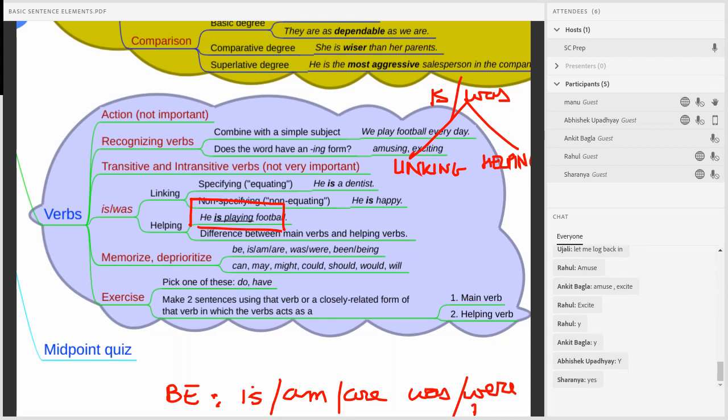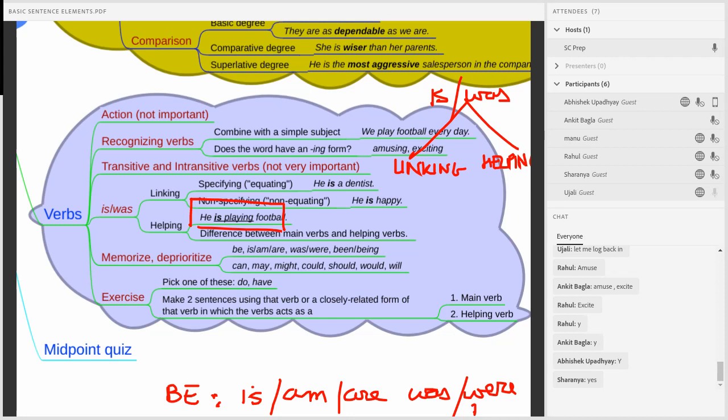Awesome. Manu, please go ahead. You can unmute yourself. An example of a linking verb sentence could be he is playing. No, that would be a helping verb. Is would be a helping verb because it's combining with playing. Can you give an example of a linking verb? Think of any sentence in which you're using is but not combining it with any other verb form. For example, if I say today is Sunday, or he is my friend. There the is is not combining with anything else. That makes it a linking verb. Got it. Okay, excellent.